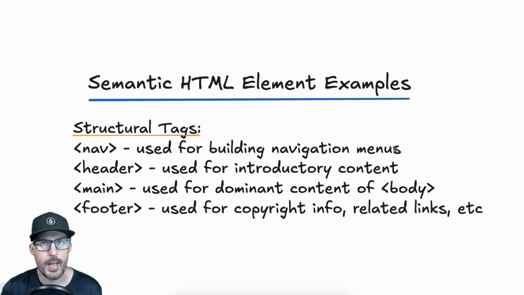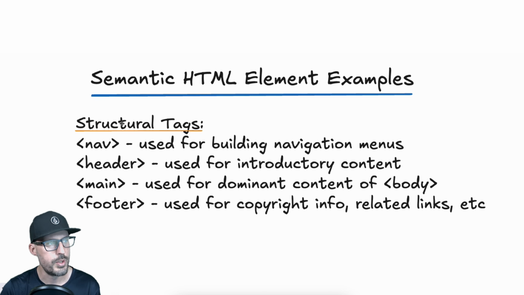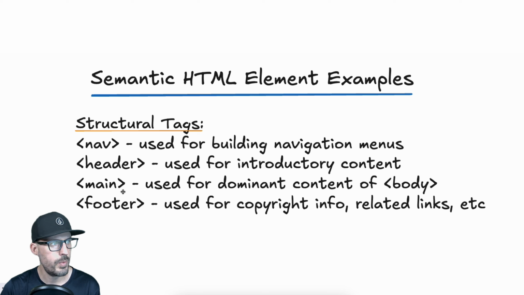All right, so let's go ahead and take a look at some examples of semantic elements. So we have our structural tags, and this is not an exhaustive list by any means, but we're going to go ahead and just look at a few. So we have our structural tags, which include things like the nav. So this is used for building navigation menus. We have a header, which is used for introductory style content, which could contain something like an H1 inside of it. We have our main element, which is used for the dominant content that lives inside of your body tag. So essentially, what is the main purpose of this web page? And then we have a footer element, which is used for copyright info, related links, things of that nature. And we're going to go ahead and see examples of these in a real life website in just a minute.